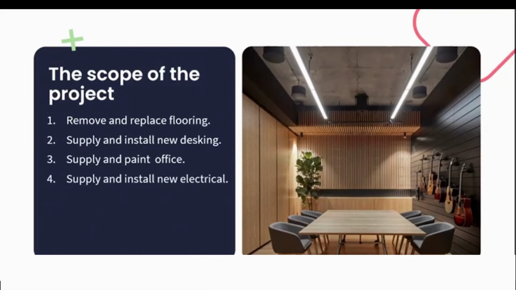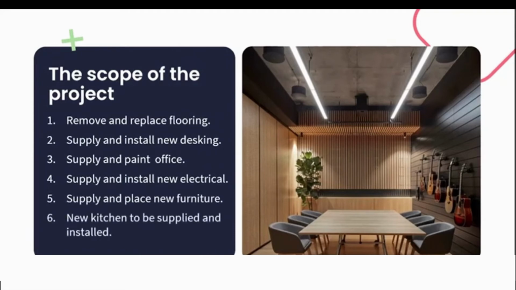We would supply and install any new electrical points that are required. We would supply and place the new furniture in the space. And we know that she needs a new kitchen, so that would need to be supplied and installed. And then obviously the more scope, the better. But for this point, we've hit the baselines and the objectives for the client.